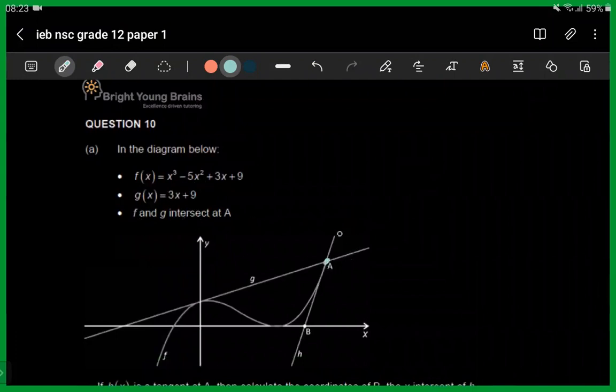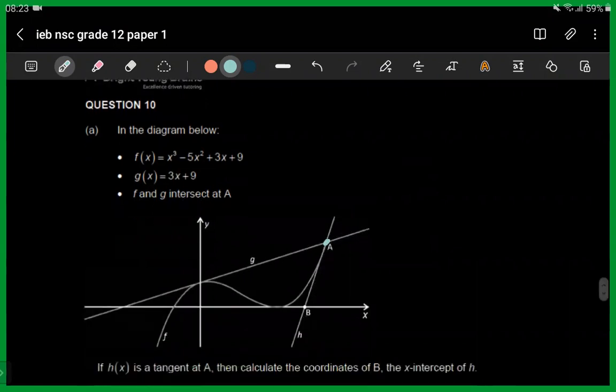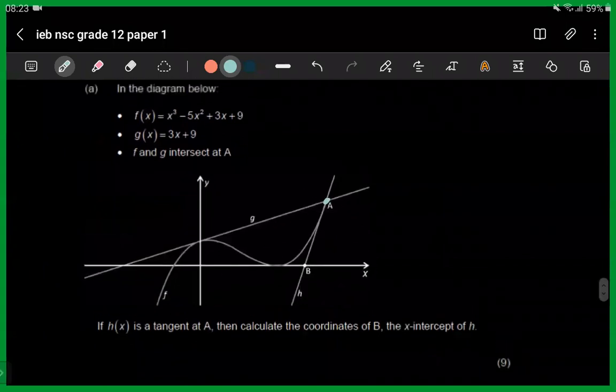And then it looks like we have another line. This other line here, we don't know what it is. It's H. They didn't say anything about H, but they said H is a tangent at A. And then it says, then calculate the coordinate of B, the x-intercept of H for 9 marks.